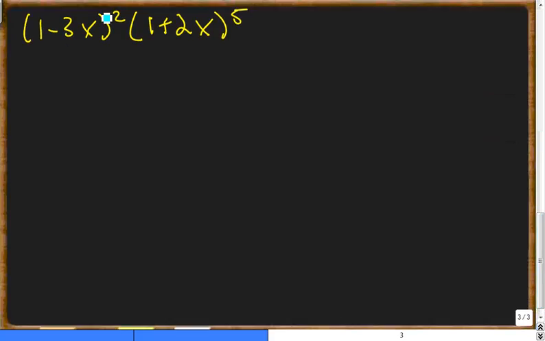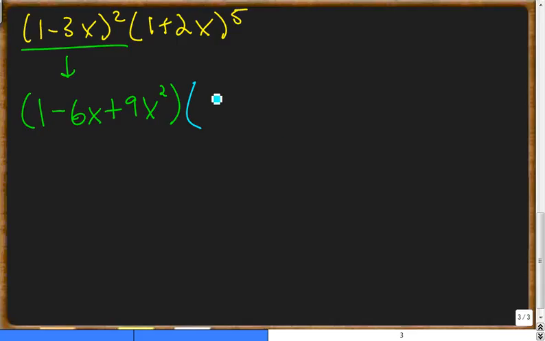If we expand this part out, this is a pretty simple one. This would become 1 minus 6x plus 9x squared. That's FOIL or using the box, either way is fine. And then we had our terms: 1 plus 10x plus 40x squared, and you know that's going to keep ascending, but those terms are not going to run into anything to create an x squared term.